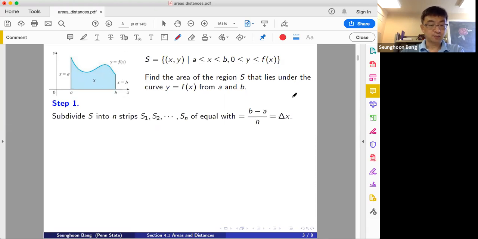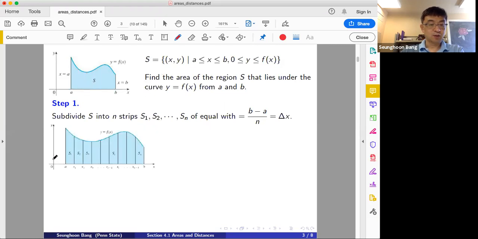Step 1. Subdivide the region S into n strips, S1, S2, ..., Sn, of equal width (b minus a) over n. Kind of like this, right? Like this. So first one is S1, S2, S3, the ith one is Si, and the last one is Sn.